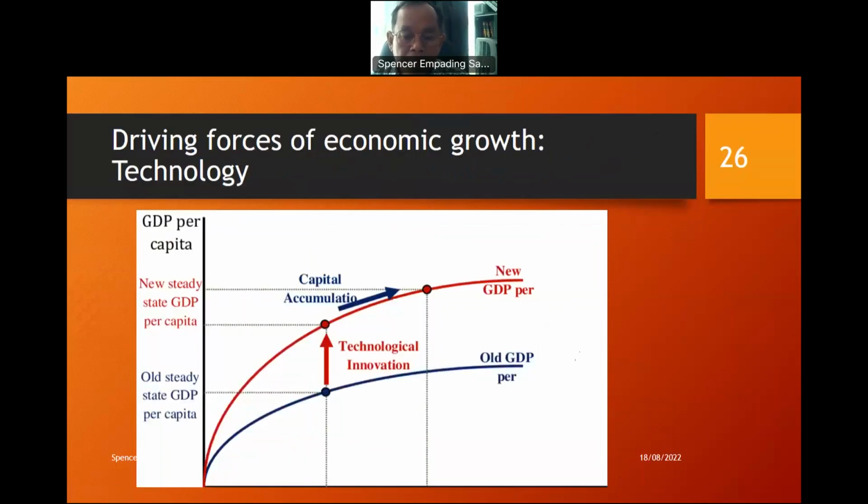Okay. All right. So this is a graph showing the impact of technology on economic growth. For example, with the addition of technology, you can have a higher return, in other words, higher GDP per capita with the use of technology or with technological innovation.